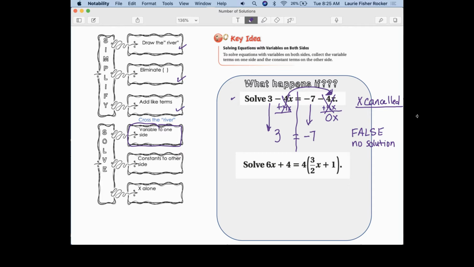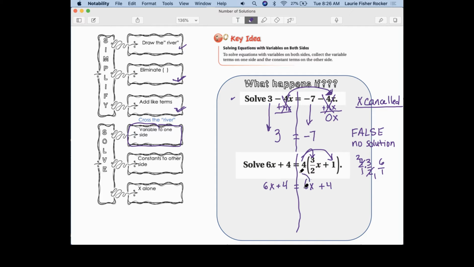Okay, so we get this one. So we draw the river, and we do parentheses. That means you're going to have to be able to do 4 over 1 times 3 over 2. So those reduce. 2 times 3 is 6. 1 times 1 is 1. So we get 6x plus 4 equals 6x plus 4. And you might already notice something here. When we've gone through the river and the eliminate and the add like terms, we ended up with the same thing on both sides. But let's just follow this through because let's see what happens when that happens.